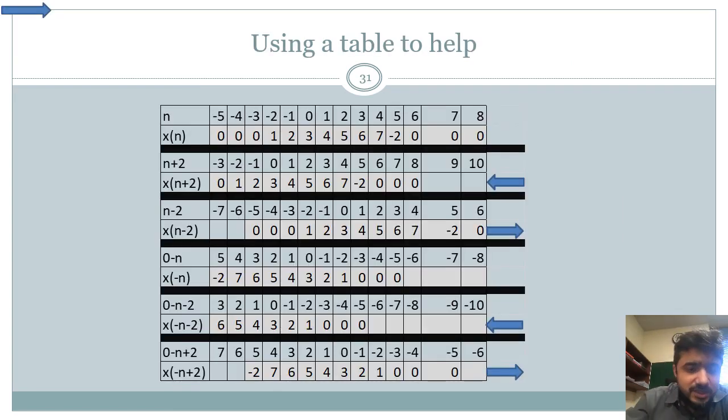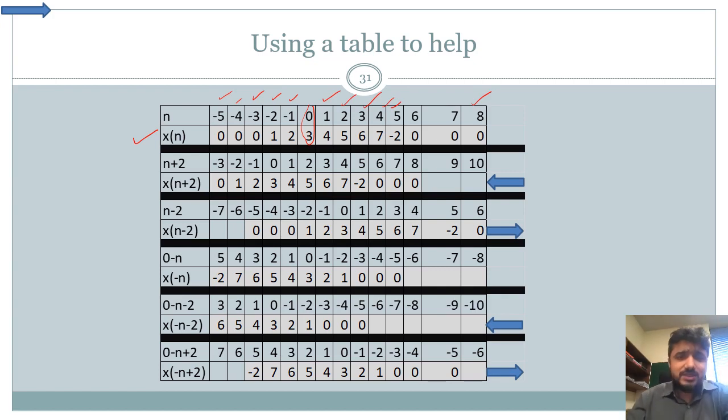Let me show you another example with this. Let's look at a more thorough example using the table. So you have the original signal here, which is your x of n, which has 0, 0, 0 at sample numbers minus 5, minus 4, minus 3, and then you have a 1 at minus 2, a 2 at minus 1, and a 3 at the origin. And then you have the values 4, 5, 6, 7, minus 2, 0, 0, 0 at the sample numbers 1 to 8. All right, so we have this signal.